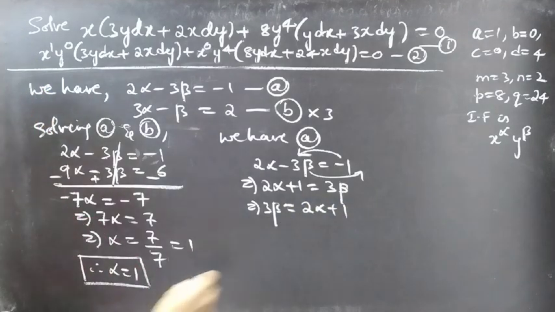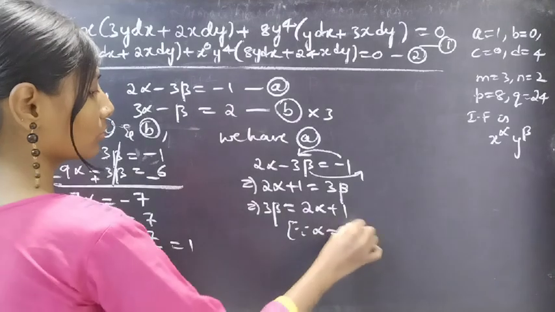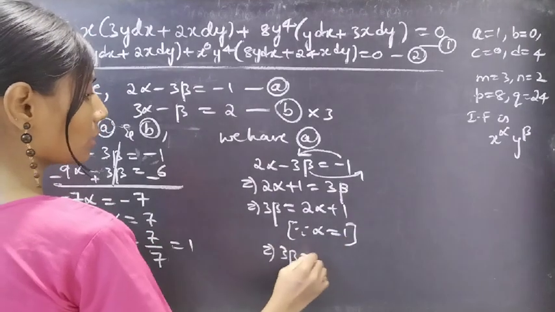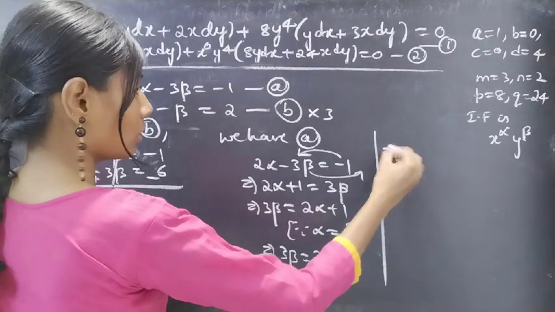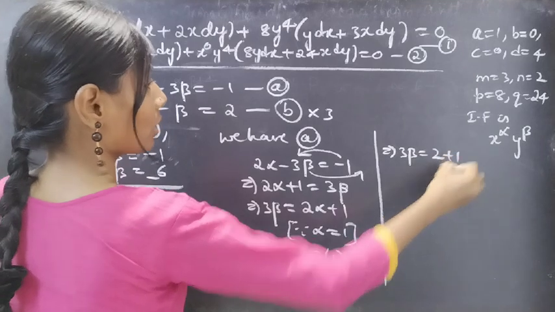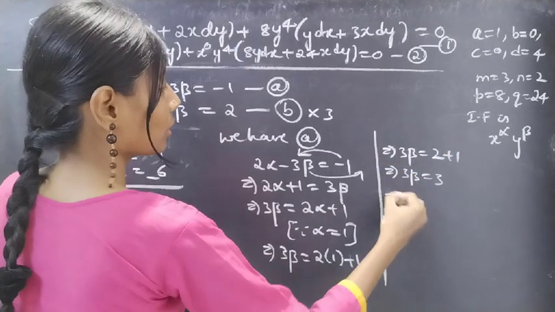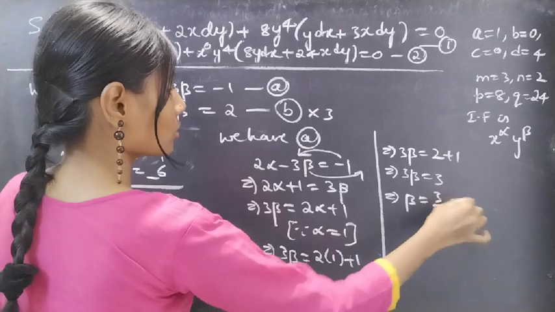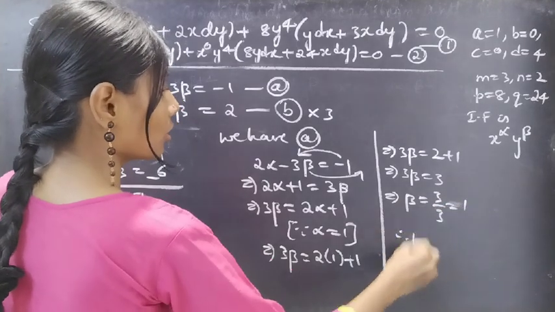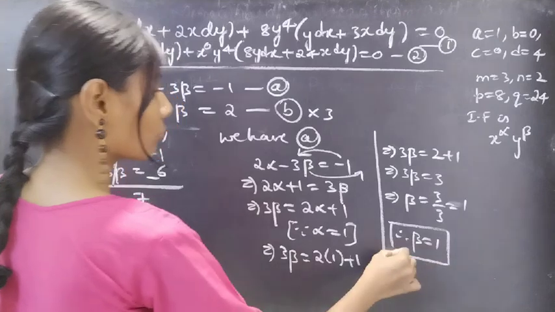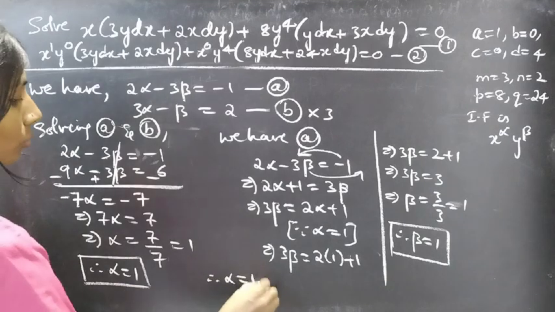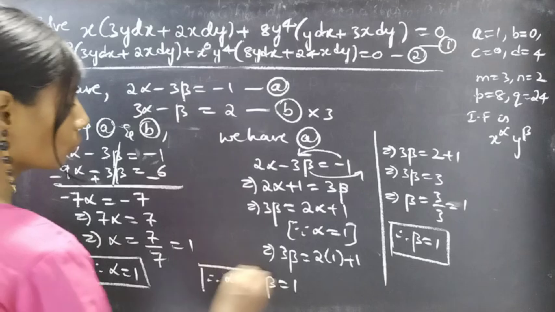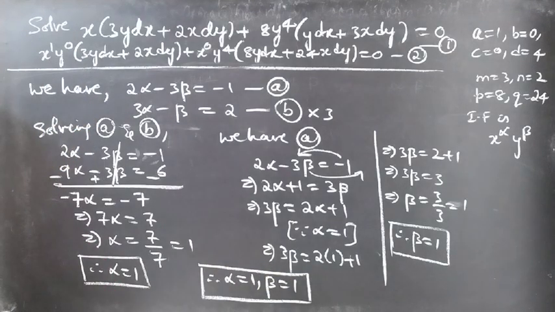Since we have alpha equal to 1, the above equation becomes 3 beta equal to 2 into 1 plus 1, which gives us 3 beta equal to 2 plus 1, which gives us 3 beta equal to 3, then beta equal to 3 by 3, which is equal to 1, right? Therefore beta equal to 1. So we got the values of alpha and beta: alpha equal to 1 and beta equal to 1.